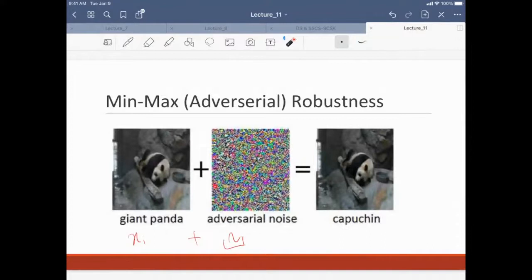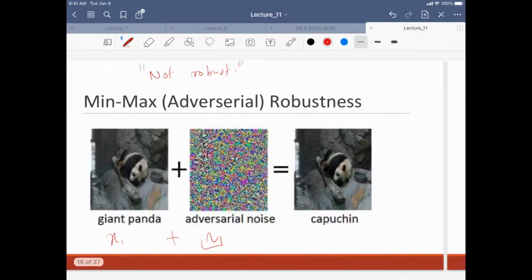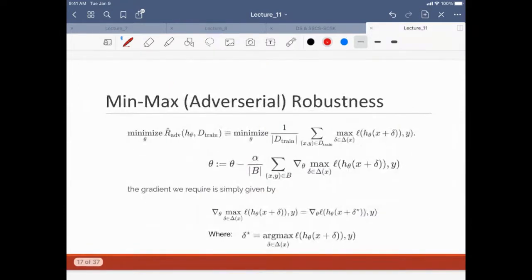It looks the same. But this noise has been generated in an adversarial manner, so it's not random noise. If you add random noise, your deep model will probably be robust to it. But this is a very specific, adversarially generated noise, and once you add it, you can change the prediction of your deep model. So in some sense, deep models are not robust to this. So this is a problem, obviously.